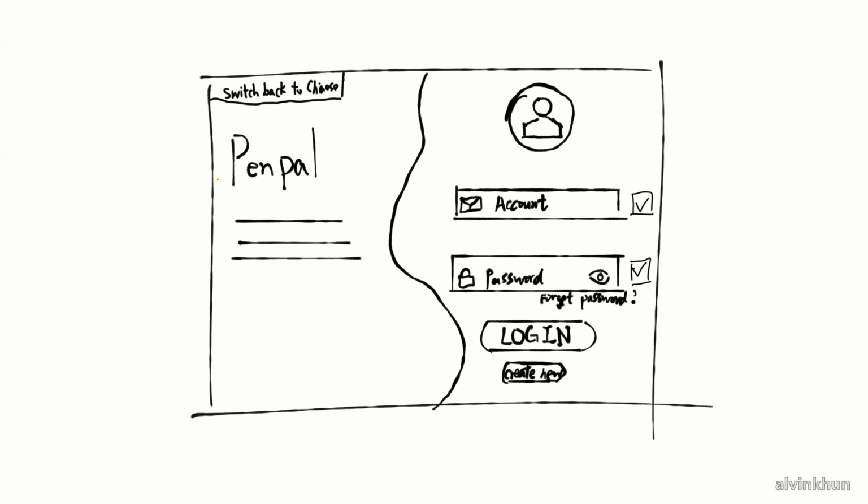And on the left side, there's a text with Pampo and some underline. Those are the logo and picture of the app. And on the right side, there are two text input fields, and each input field has a logo showing the description of this text box, and it does have a checkbox on the right side.